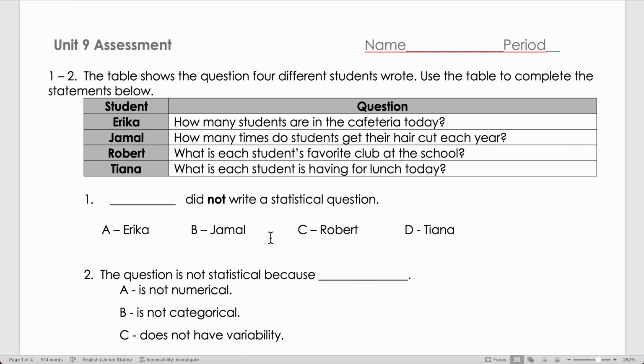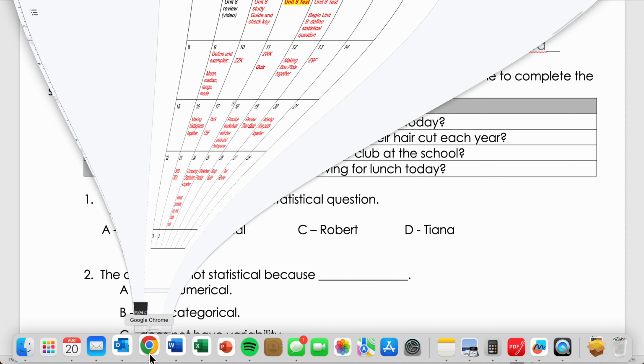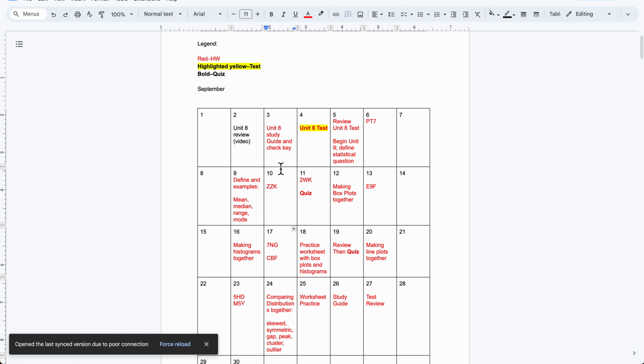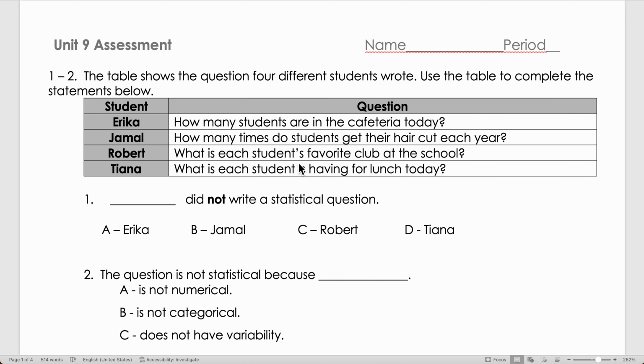So this question right away, if we pull up the calendar, it is going to be September 5th and 6th where he learns about statistical questions, and then he has an IXL on it. What you're going to tell him is statistical questions have 2 requirements. They have to ask a group of people, and they have to be open-ended.